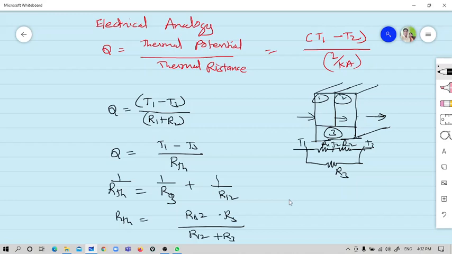This you have learnt in your electrical technology. That is why I'm not going much into details, but you can study this more in the references or in open source, it is available.